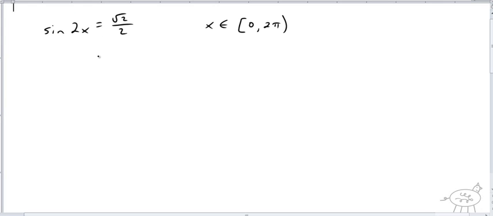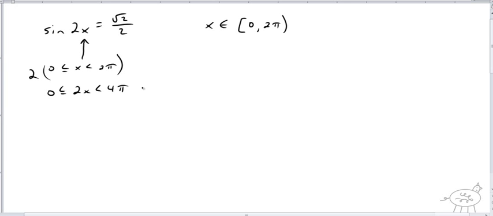Here's the deal. This x still has to be between 0 and 2 pi, but now it's 2x. So we multiply the whole thing by 2, and that tells us what the 2x has to be between. So the 2x has to be between 0 and 4 pi.